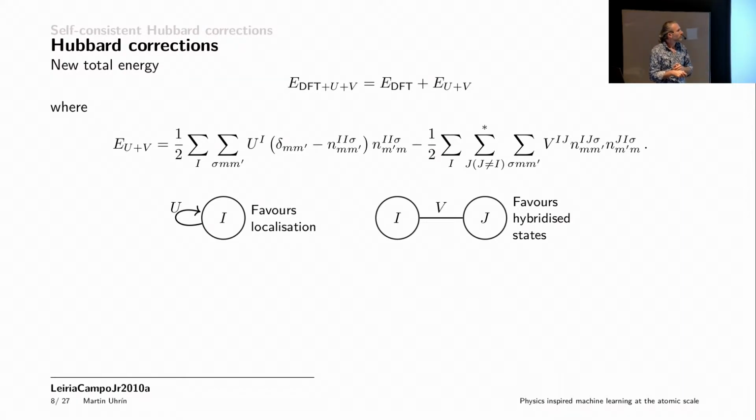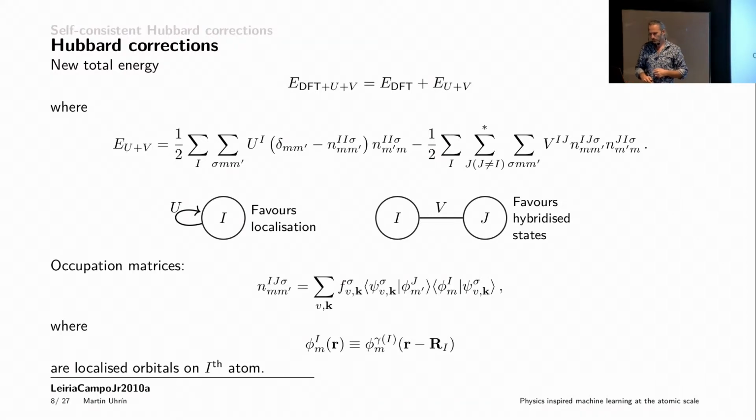But of course, we need to answer the question of where these U and V are coming from, right? These are just scalar numbers. We need to plug those in from somewhere. And this is where self-consistent schemes allow us to do a self-consistent Hubbard calculation to get these values out. In essence, we calculate the occupation matrices that tell us how many electrons are sitting in the d shell of that particular atom.